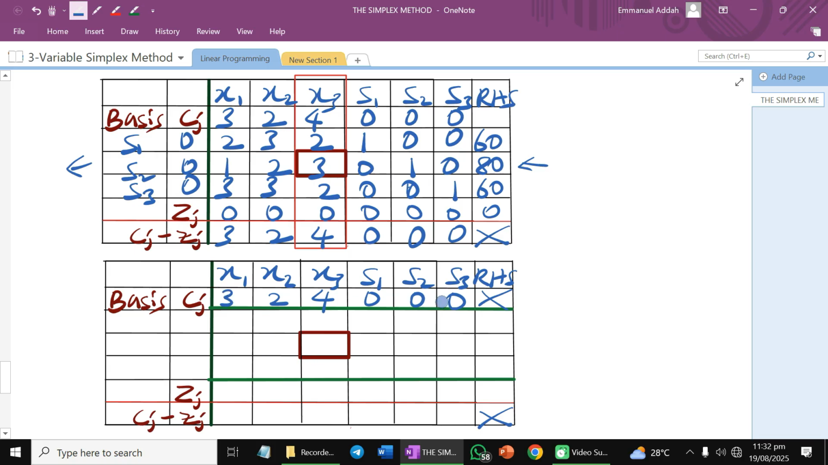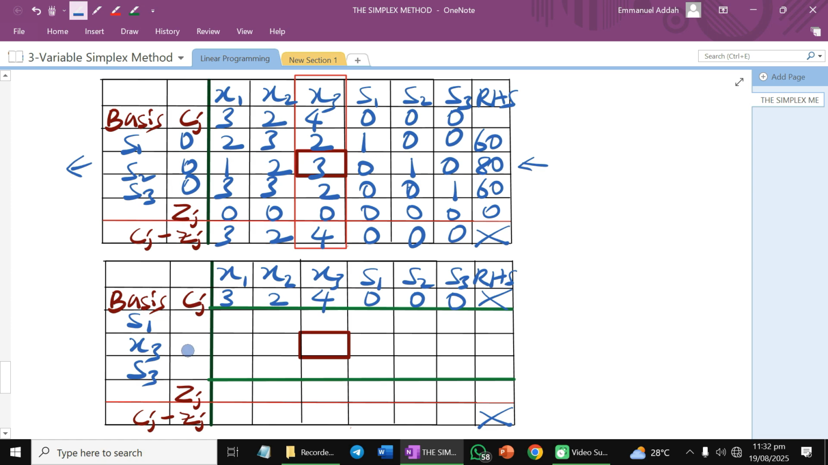We have filled this. The next is to come to the basis. We said that here S3 is coming in and S2 is leaving the basis. So here you have S1, write it there. X3 is coming in, so here will be X3. Then S3. That's it. Then after that, you now fill here.